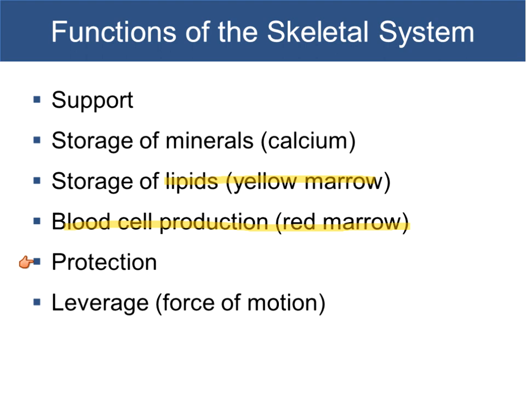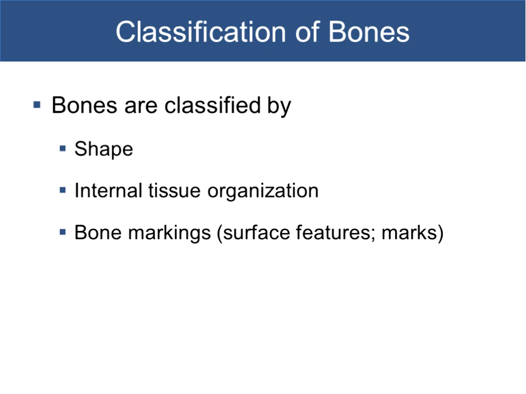Your bone also helps to protect various organs. Your heart lies right behind your sternum and your chest, so it helps to protect that very important organ, as well as your rib cages help to protect your lungs. And it also provides leverage for your muscles to contract again to provide that force of motion. So all of these are examples of the jobs of the skeletal system.